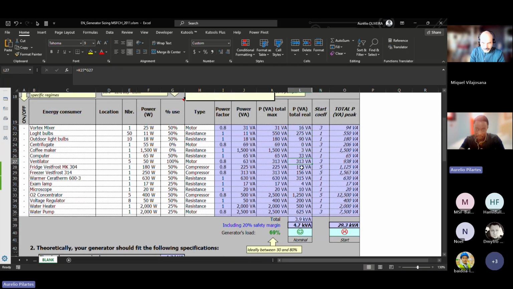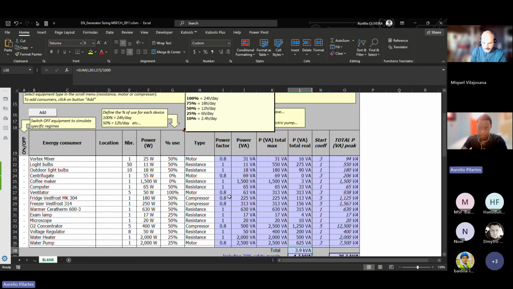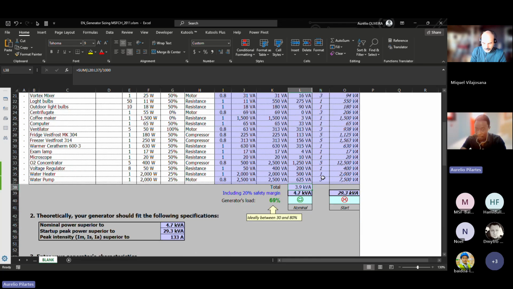And this real power is a calculation made considering also the percentage of use. And then we have here the real power. And the sum of this real power gives us this here. So the total consumption of our system, considering all the loads we had there, is nearly 4 kVA.